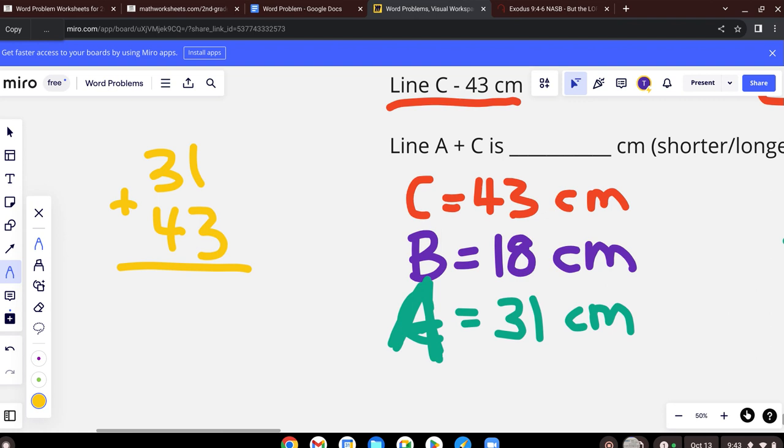Do it from the ones column first. 1 plus 3 equals 4. 3 plus 4 equals 7. Yes, 74. So A and C is 74 centimeter.